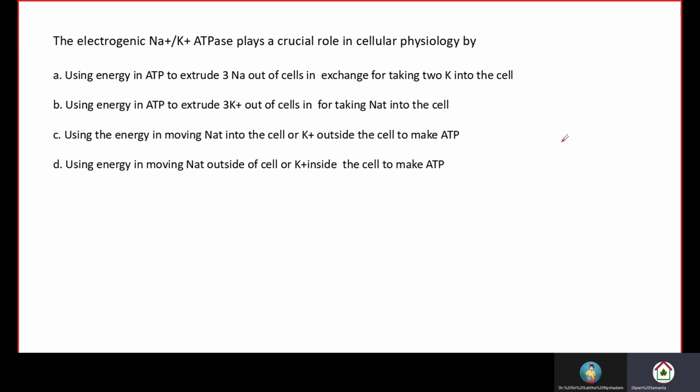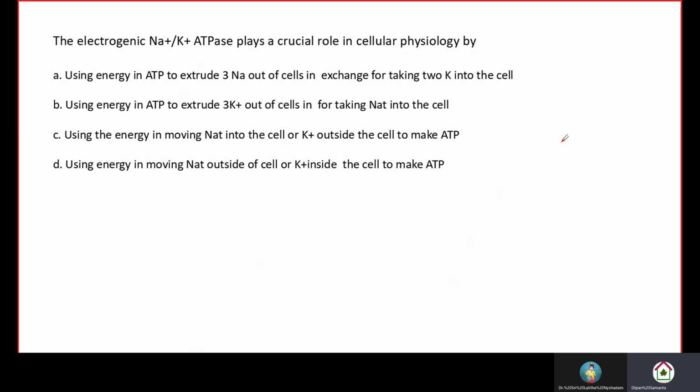So the first MCQ you can see is written: electrogenic sodium potassium ATPase plays a crucial role in cellular physiology by using energy in ATP to extrude 3 Na out of cells in exchange for taking 2 potassiums into the cells, or using energy in ATP to extrude 3 potassium out of cells in exchange for taking sodium into the cells, or using the energy in moving sodium into the cell or potassium outside the cell to make ATP, or using energy in moving sodium outside the cell or potassium inside the cell to make ATP.